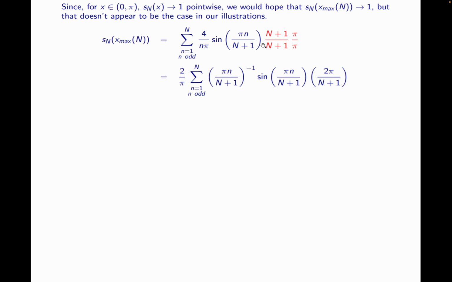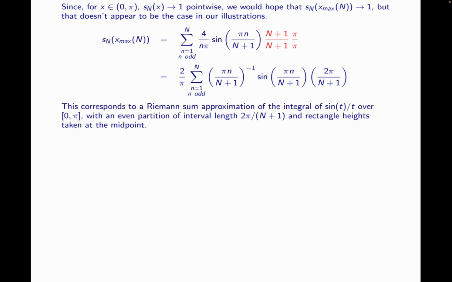This pi came over here. This pi stayed the same. This pi went over here. Everyone has a role. I rearranged it in a way, because notice I have sine of these values times the reciprocal of these values times this width.